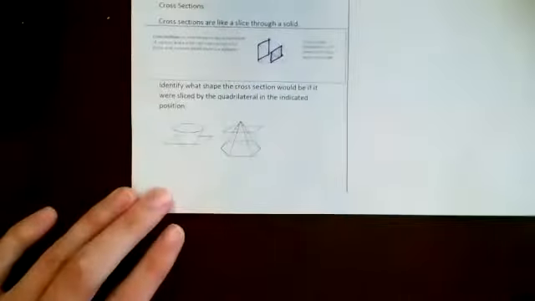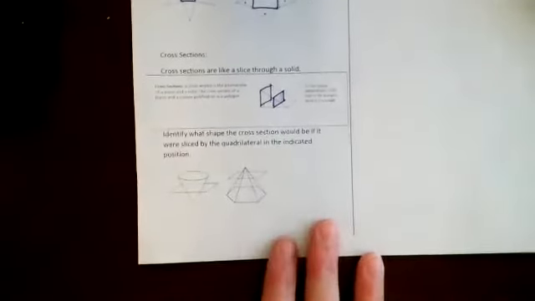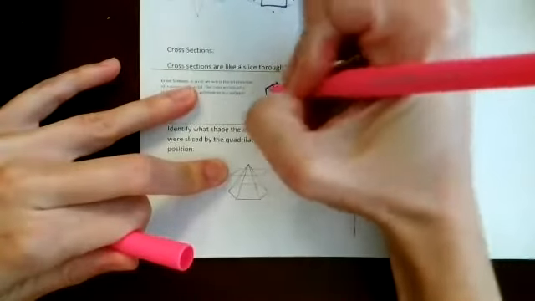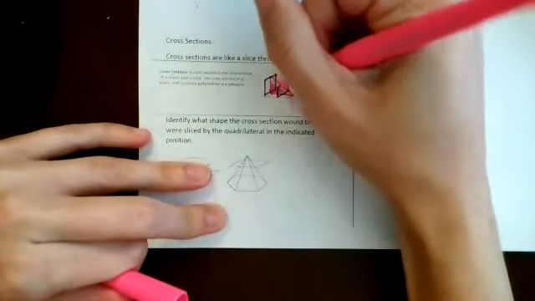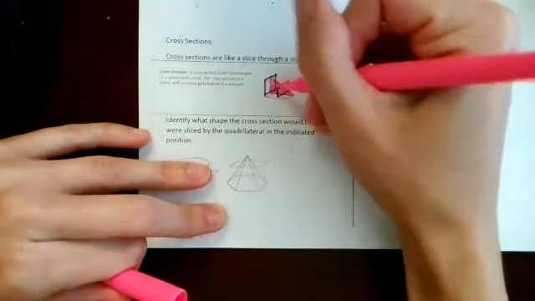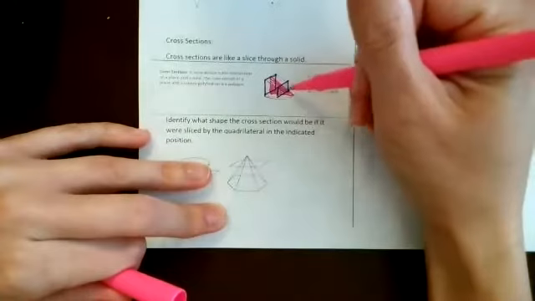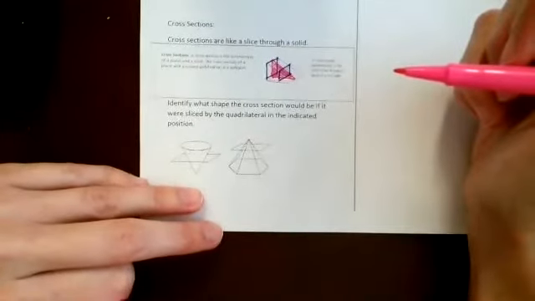If you were to cut it in a different direction, let's say I sliced it through here instead, and made it parallel to the base, because the base is this triangle, then I'd have a triangle for my cross section. It just depends which way you're slicing it.